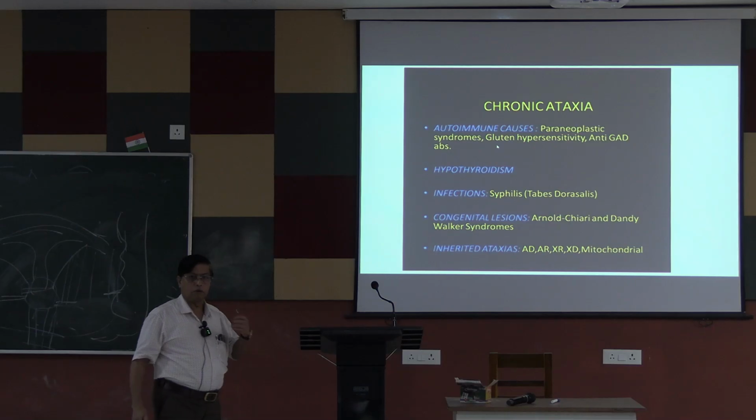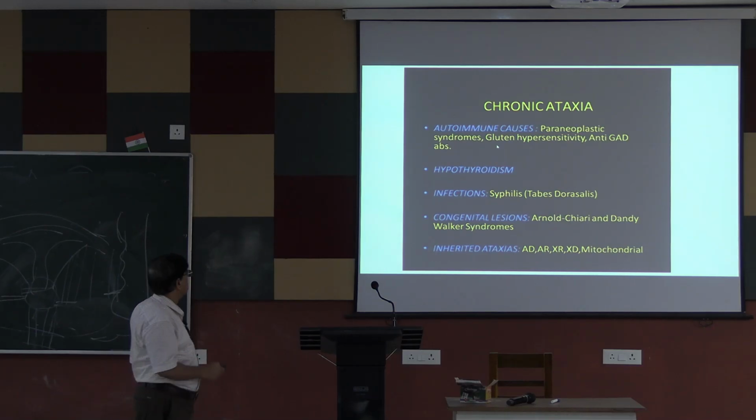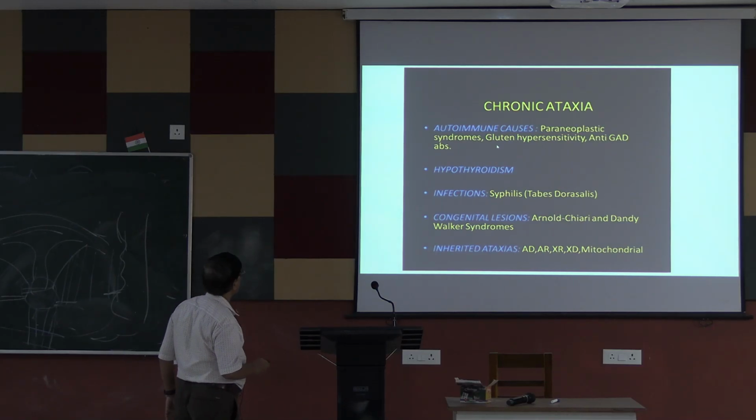Chronic ataxia comes in the stage after months. So there is chronic ataxia. Here the important cause you should remember is hypothyroidism. Hypothyroidism can cause chronic ataxia. An autoimmune cause is paraneoplastic syndrome.